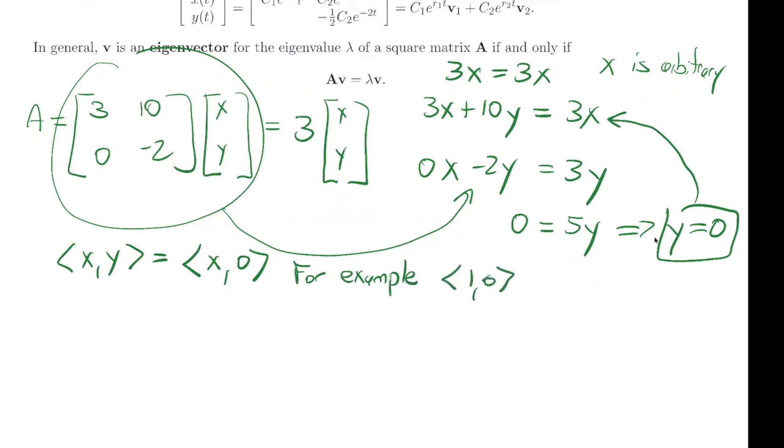For example, 1, 0 would be an eigenvector. 2, 0 would be an eigenvector. All we need to do is give one possible eigenvector. We just need to know the direction, so all of these eigenvectors should have the same direction. I'm going to call this the eigenvector associated to the eigenvalue of 3.